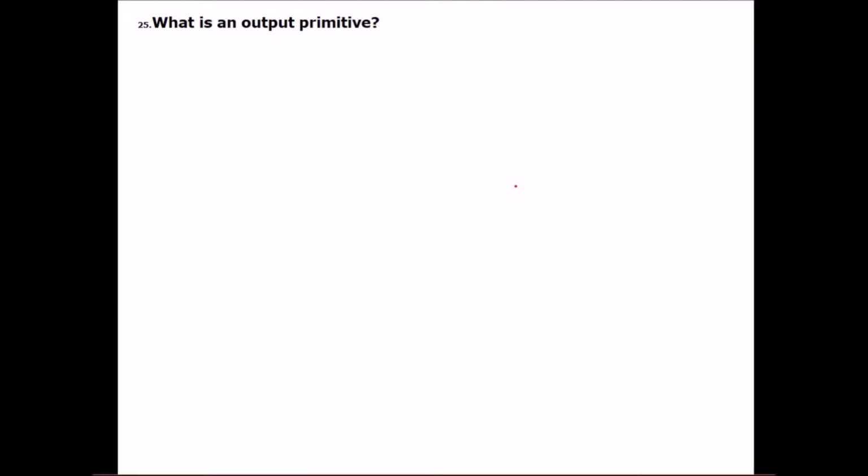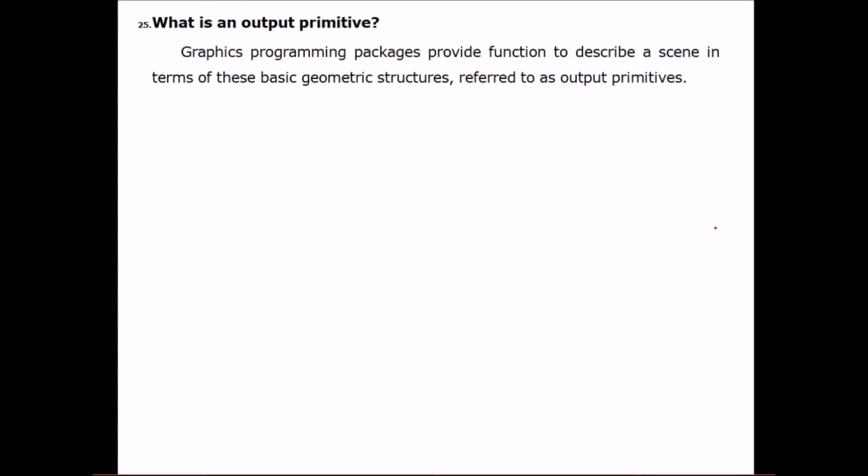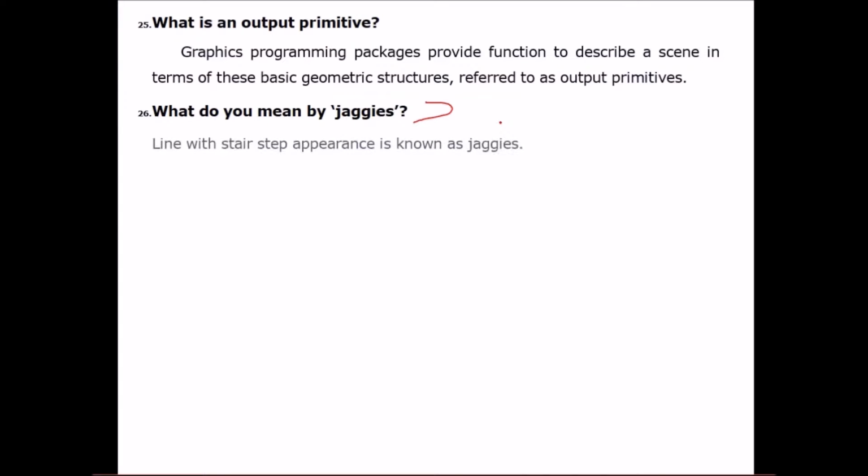What is an output primitive? Graphics programming packages provide functions to describe a scene in terms of basic geometric structures referred to as output primitives. What do you mean by jaggies? Jaggies, or you can be asked what is the staircase effect. A line with a stair step appearance is known as jaggies.